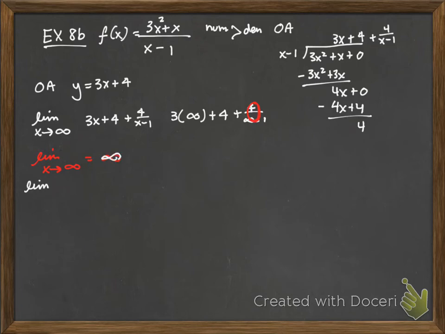If we do the same thing with negative infinity, if I plug it into the original equation, I'm going to get infinity over infinity, which is indeterminate.